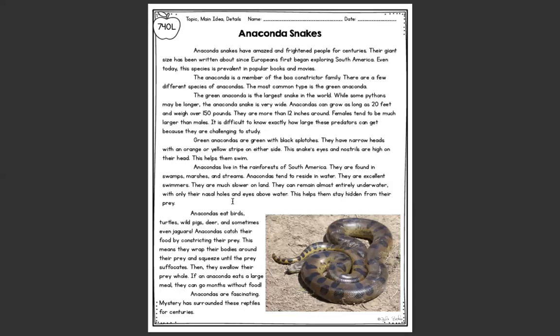So I really want you to think because we're getting down to almost being done with this story. The first paragraph tells me that people are always amazed and are curious about anacondas.